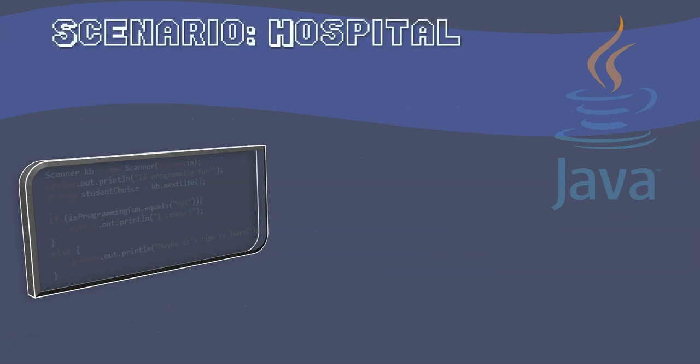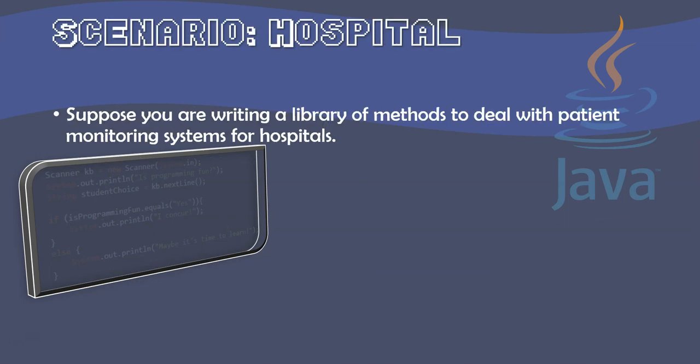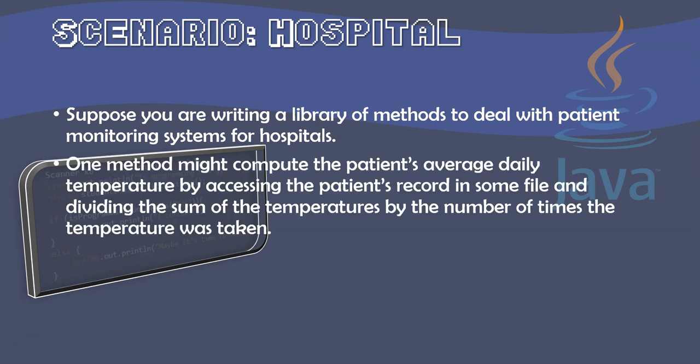So let's look at this through a hospital lens. Let's say we're writing a library of methods to deal with patient monitoring systems for hospitals. Healthcare is a very real thing that programming gets its tangles in. And one method that you might have to do is to compute the patient's average daily temperature by accessing the patient's record in a file and then dividing the sum of temperatures by the number of times the temperature was taken. So a very real world application.